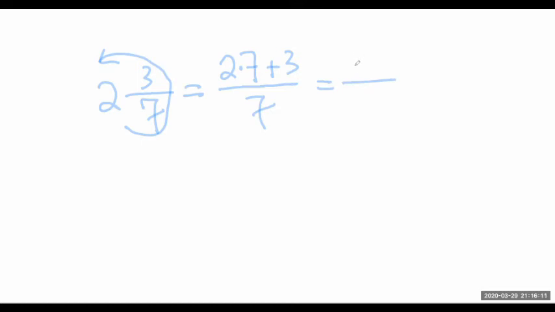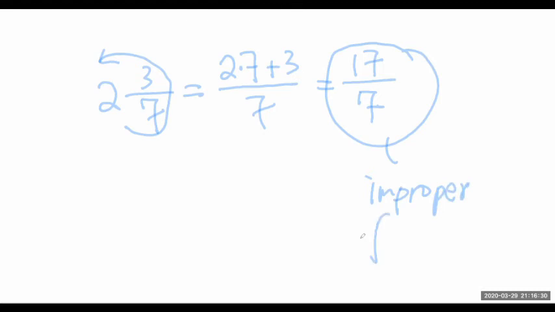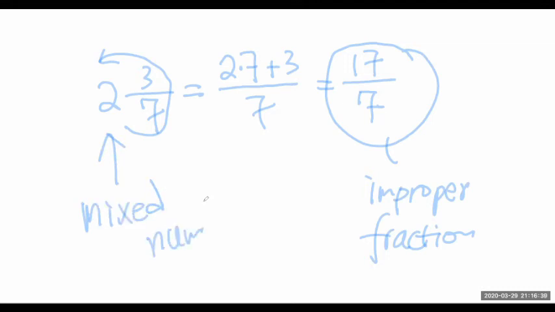What's your answer? 17 over 7. So 17 over 7, right? And this is bigger than 1, so this is an improper fraction. That's an improper fraction. And on this side is a mixed number. So that's how we do mixed number to improper. All right, good?